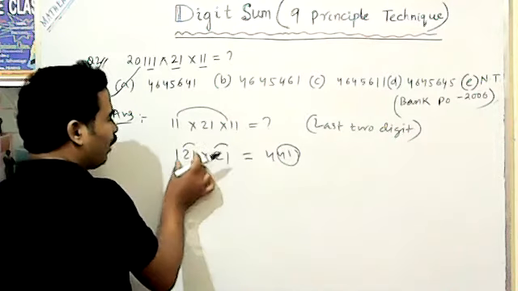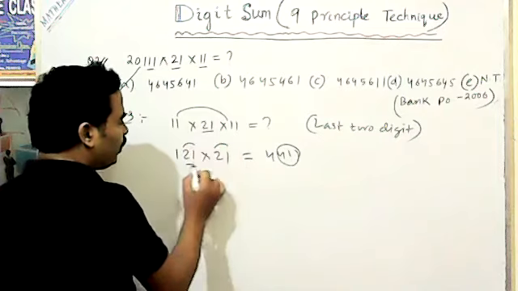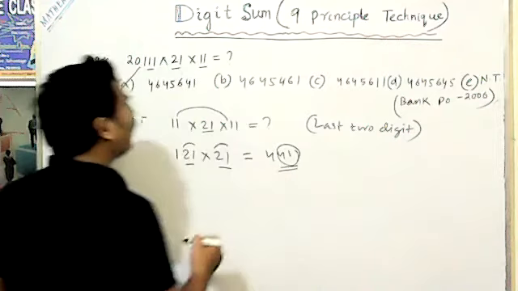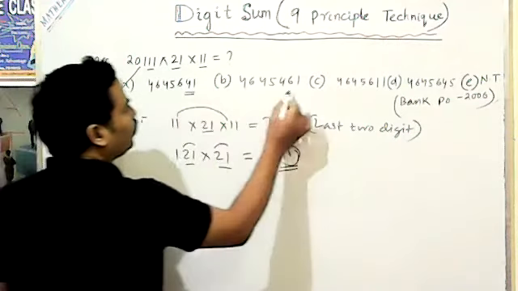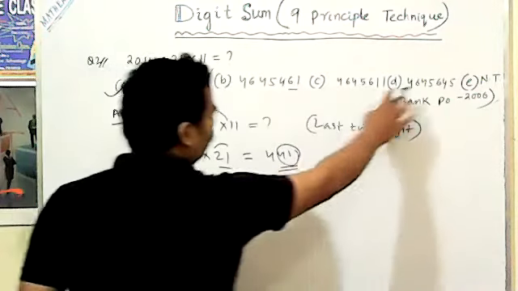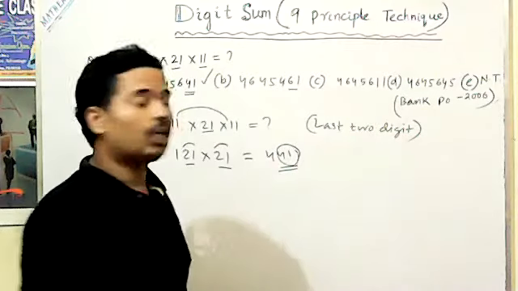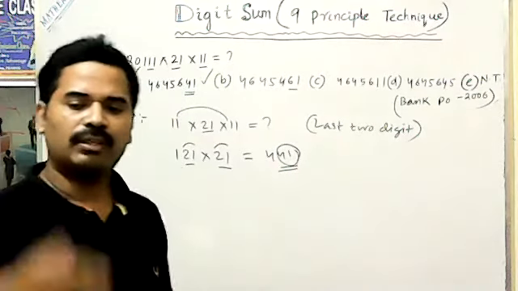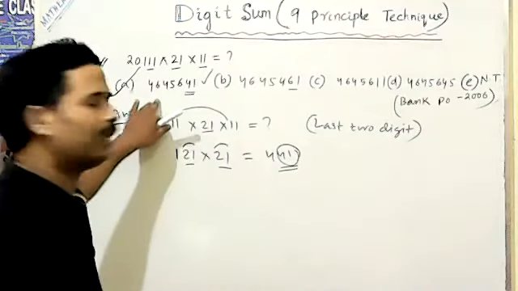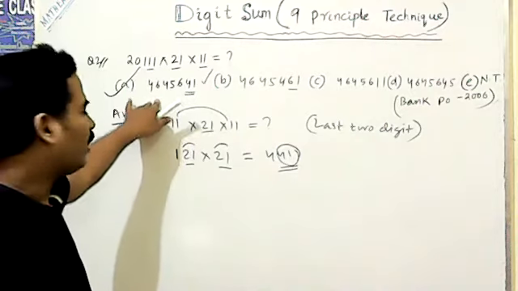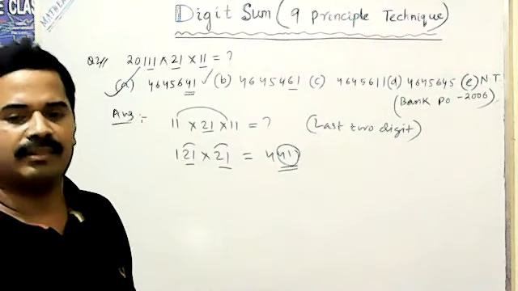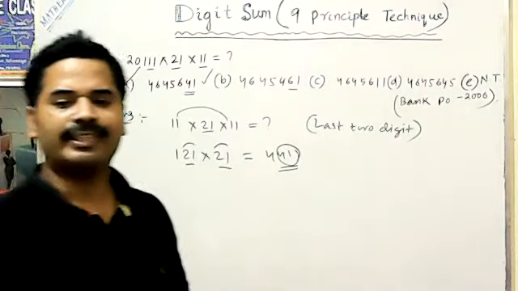What we will do: 121 into 21, multiplying gives 441. So the last two digits are 41. Which option has 41 as the last two digits? You check it. This option is correct. Other options have no 41 in the last two digits. Even if none of these is given, you can ignore it and choose the first option. You can check and find the answer like this. So the first option is correct.